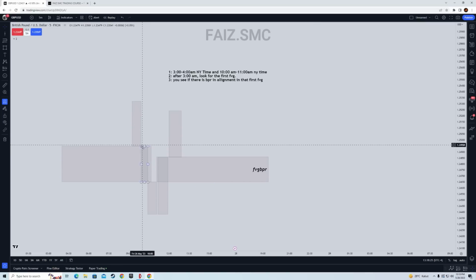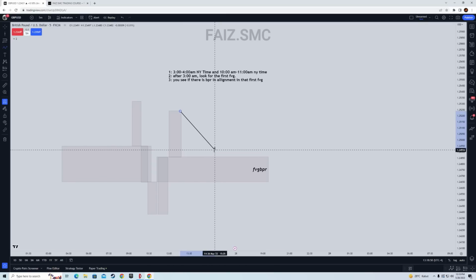So if the old fair value gap is right here and there's a new fair value gap in the opposite direction, right? So this is going down, this is going up. So we have the fair value gap in the opposite direction, right? And when you have the old fair value gap in alignment with the new fair value gap, that is called a balanced price range. And now simply in between these timings, you look for your entry.